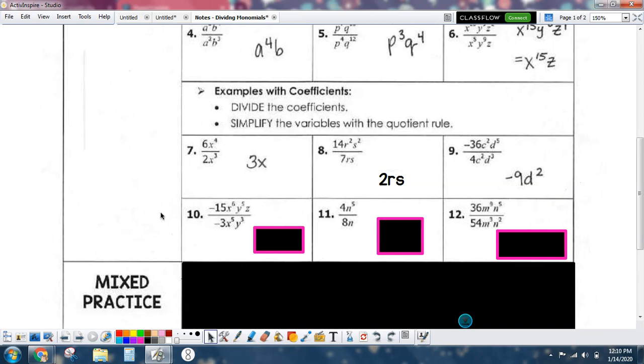For number 10, we're going to go ahead and divide. Remember, if you're dividing a negative by a negative, that makes your answer positive. So negative 15 divided by negative 3 is a positive 5. And then we have x to the 6th divided by x to the 5th. 6 minus 5 is 1. Y to the 5th divided by y to the 3rd is going to get me y to the 2nd. And then I have this z term here. Since the z is in the numerator and there's nothing here, it's like saying z divided by 1. So like, for example, if you do 2 divided by 1, you know that that's just 2. So here, z divided by 1, the answer is just z.